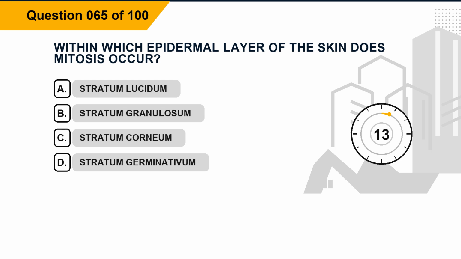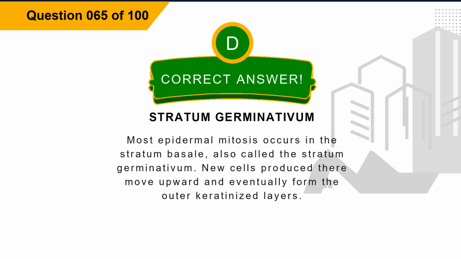Question 65. Within which epidermal layer of the skin does mitosis occur? Option A, stratum lucidum. Option B, stratum granulosum. Option C, stratum corneum. Option D, stratum germinativum. The correct answer is option D, stratum germinativum. Explanation: most epidermal mitosis occurs in the stratum basale, also called the stratum germinativum. New cells produced there move upward and eventually form the outer keratinized layers.